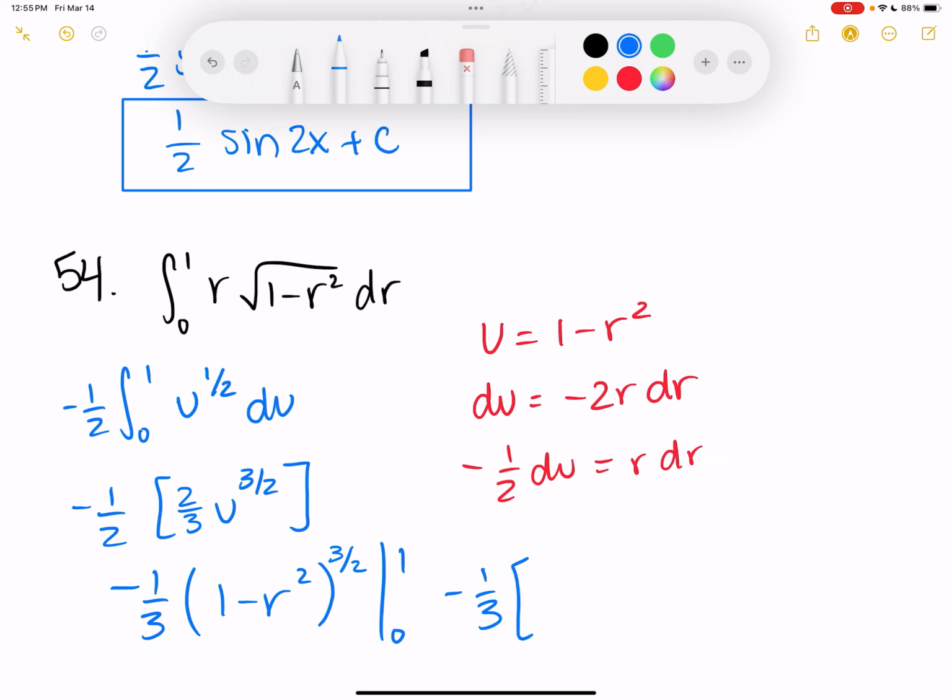So 1 minus 1 squared raised to the 3/2 is... What? Why are you looking at me, Josh? I don't think he knows.